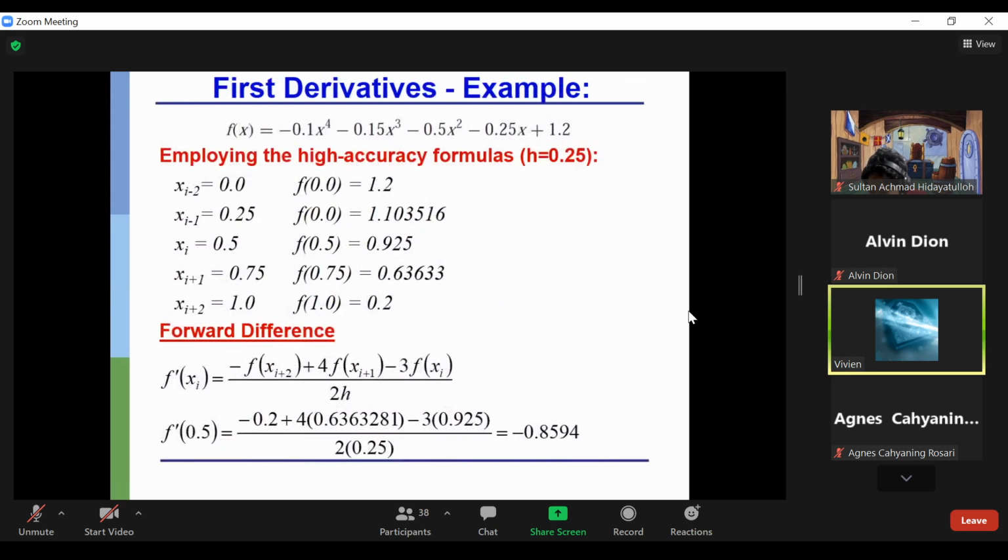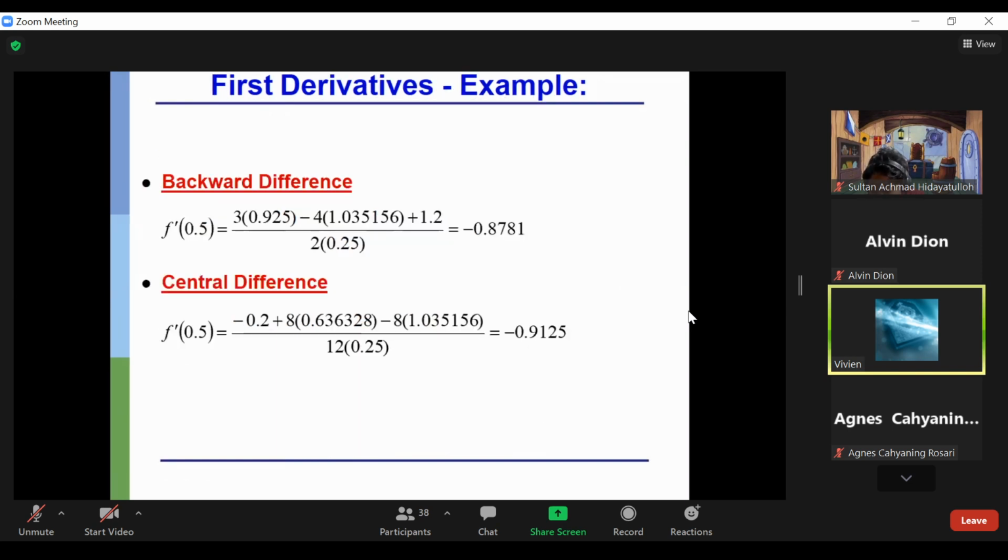So if we want to apply the same problem as before, but now we want to compare at the same accuracy to central difference, which is second order scheme, we can calculate the first derivative using the second order scheme for the forward. So this is the formula: minus f(xi+2) plus 4 times f(xi+1) minus 3 times f(xi), divided by 2h. When we insert the value, this will be minus 0.8594.